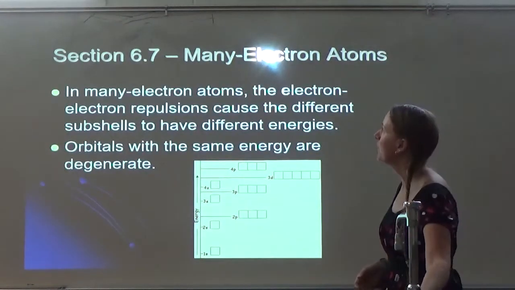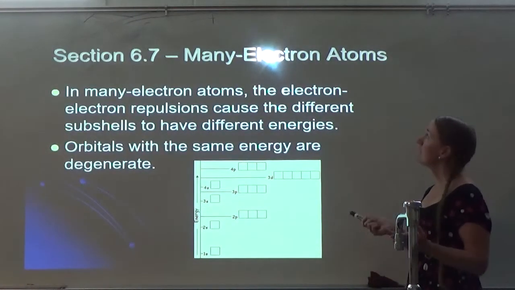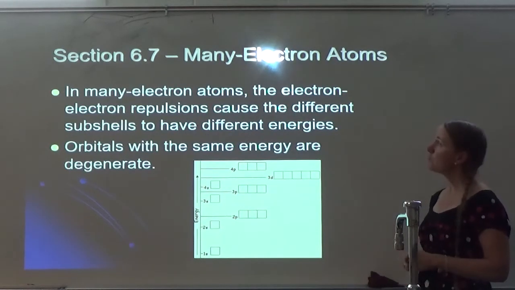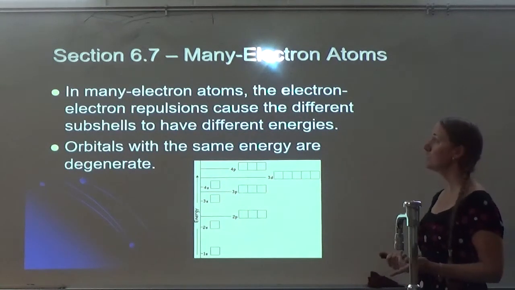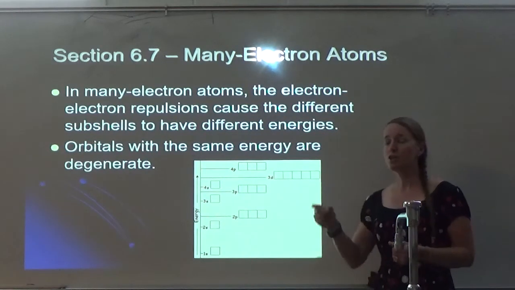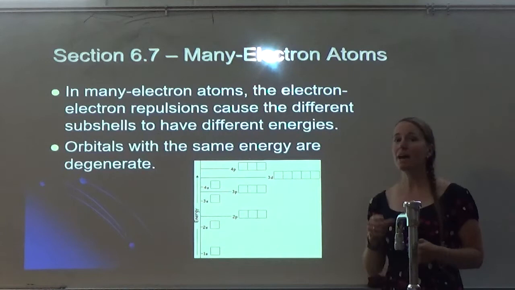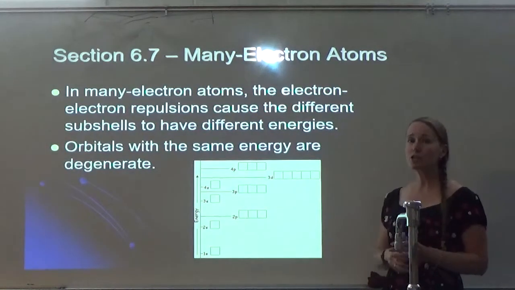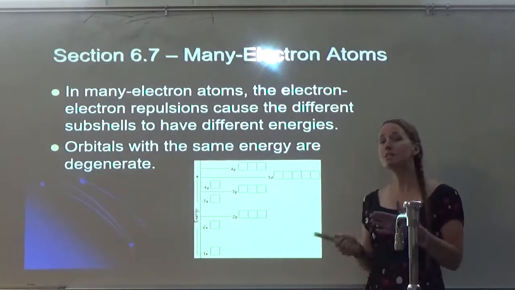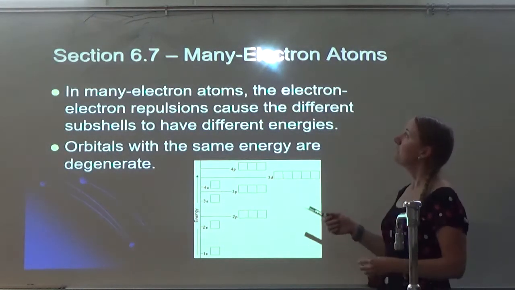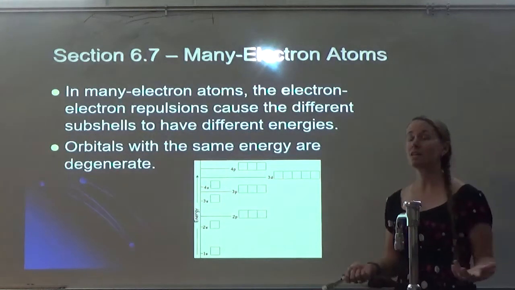All right, so section 6.7, many electron atoms. In many electron atoms, the electron-electron repulsions cause the different subshells to have different energies. So for example, in hydrogen, 2s and 2p have the same energy because they're both the second energy level. But that's because hydrogen only has 1 electron. Hydrogen is the only atom that only has 1 electron.